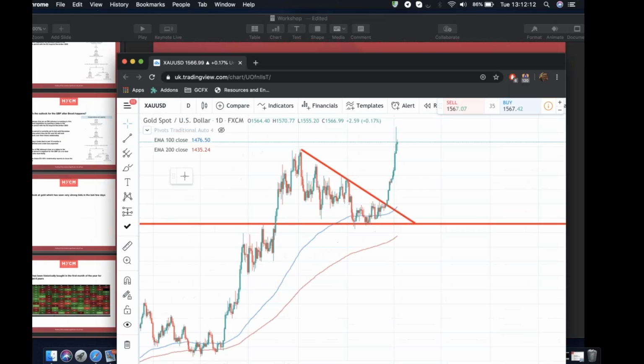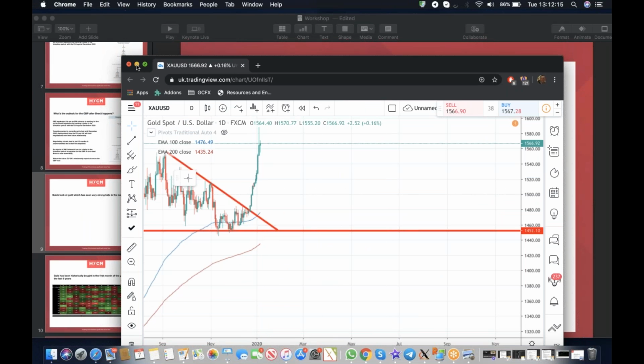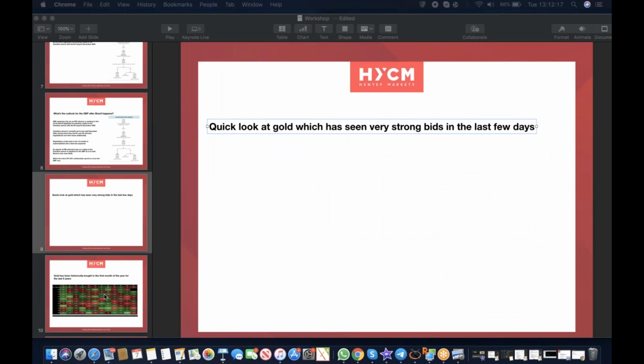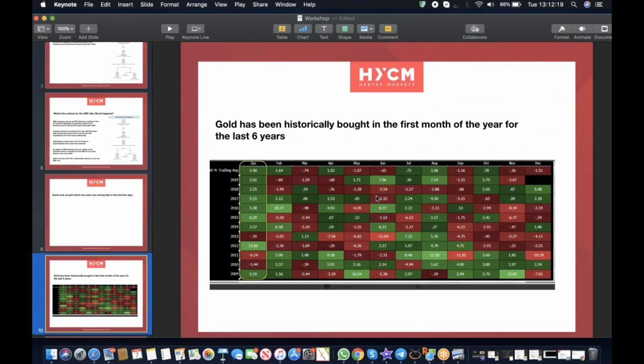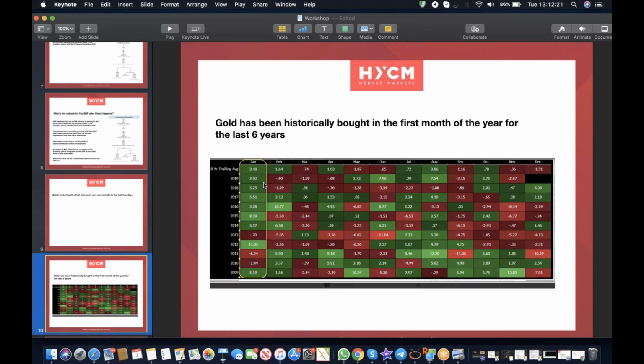Part of the reason for this is the strong bids. There's two things that were taking place here. The first thing is the seasonal demand for gold. Now, if you look at this table, this is the table of gold's performance in each of the 12 months of the year for the last 10 years.